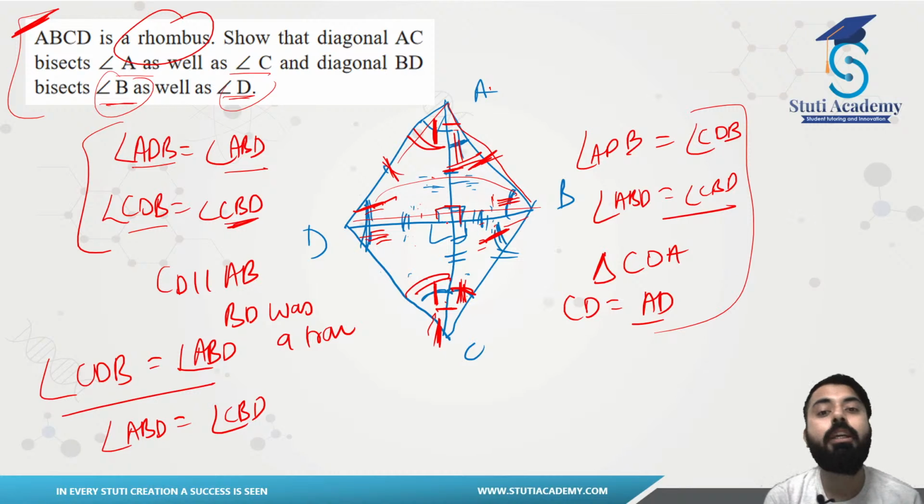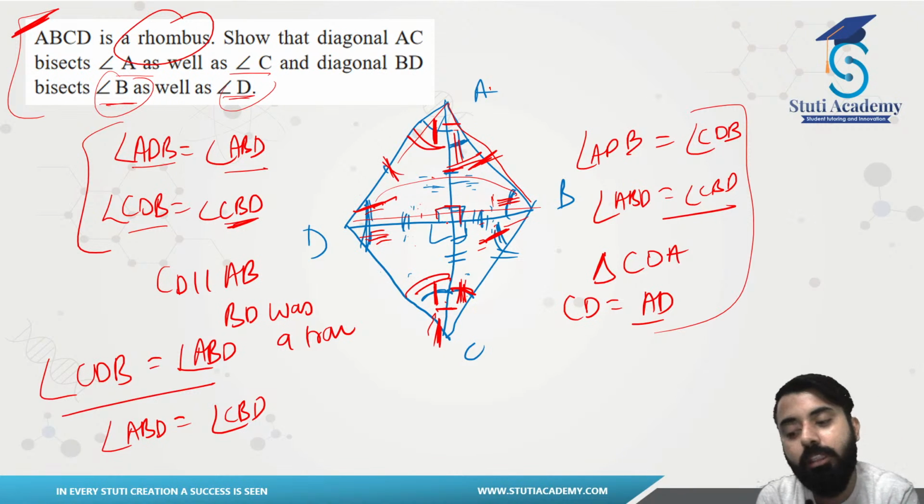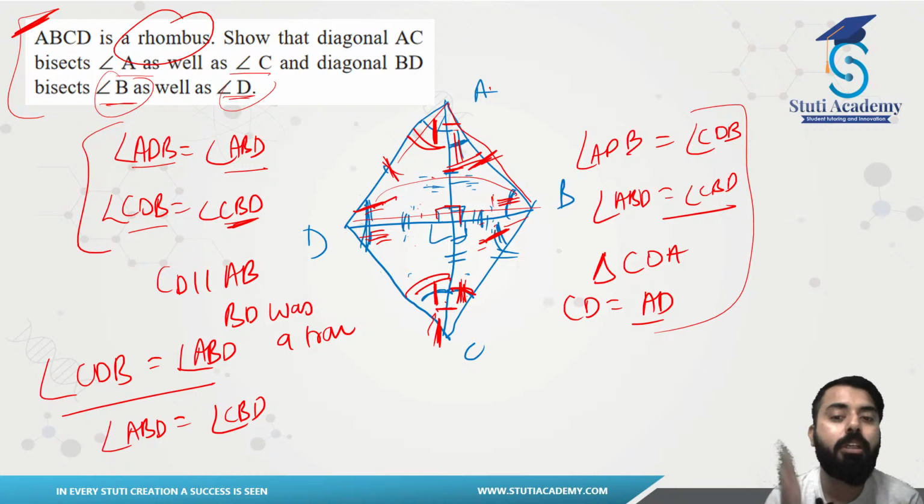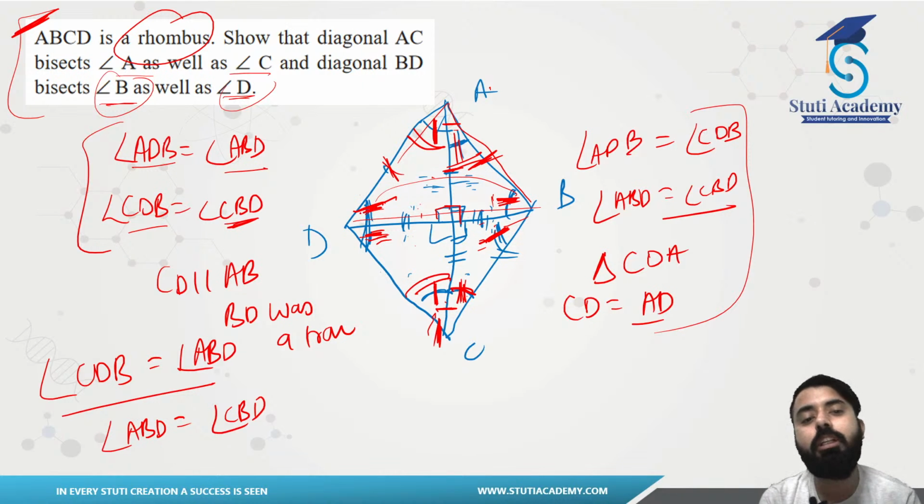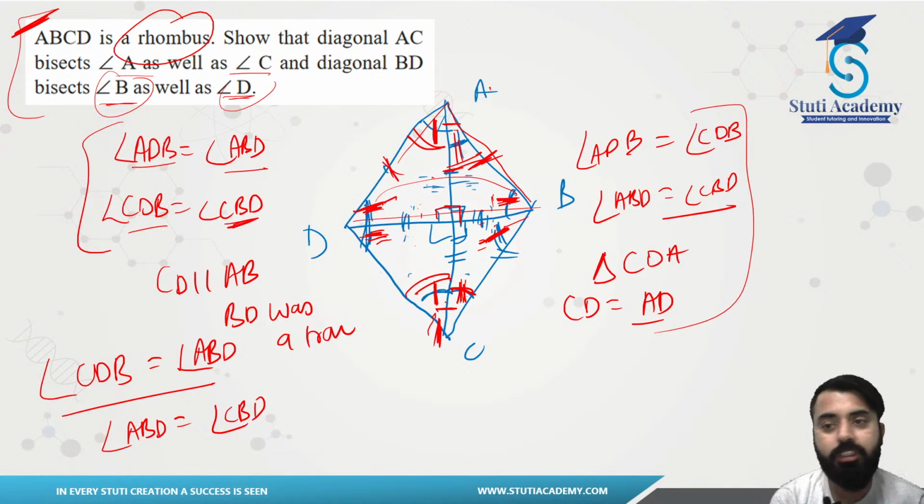These two were equal. Then I knew a rhombus is a kind of a parallelogram as well. So if a rhombus was a parallelogram, then alternate interior angles have to be equal. So I could easily say this angle was equal to that one, this angle was equal to this one. So a pair of alternate interior angles were equal. So ultimately we could have proved that BD was bisecting angles B and D. Similarly, we could say AC was bisecting A and C. So these were the three questions that have been discussed.